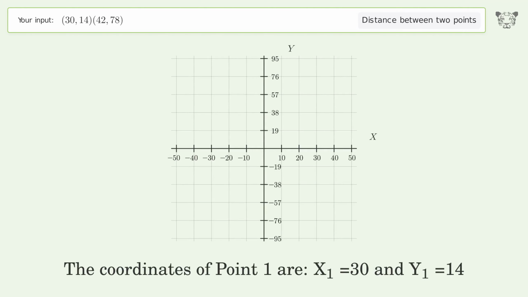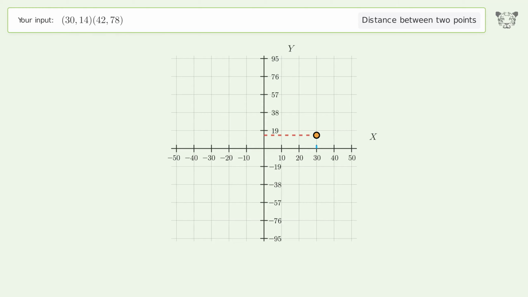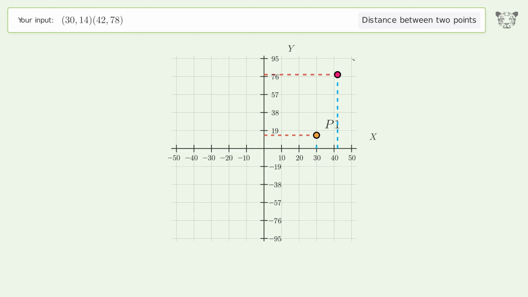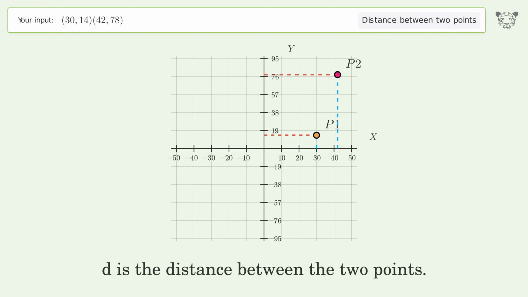The coordinates of point 1 are x1 equals 30 and y1 equals 14. The coordinates of point 2 are x2 equals 42 and y2 equals 78. D is the distance between the 2 points.